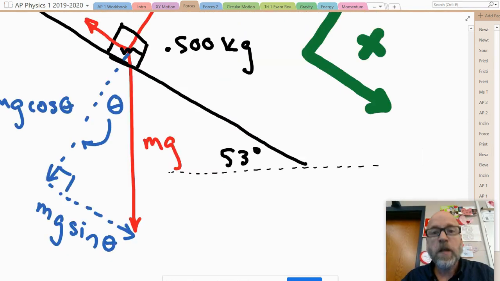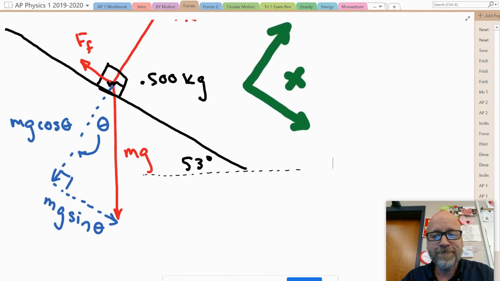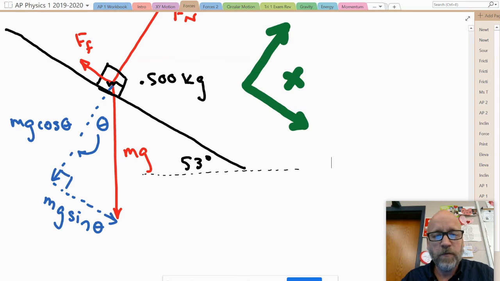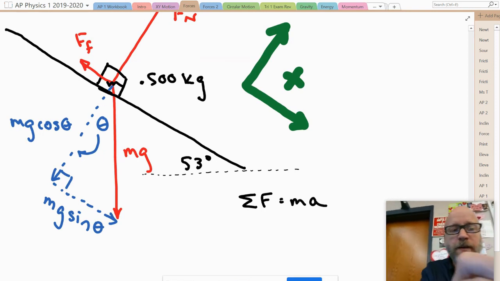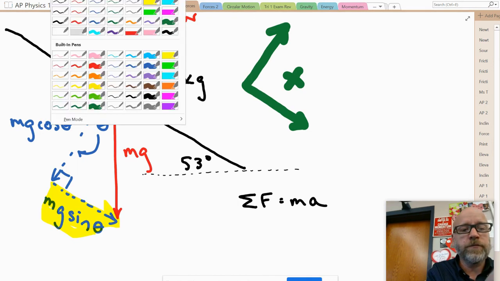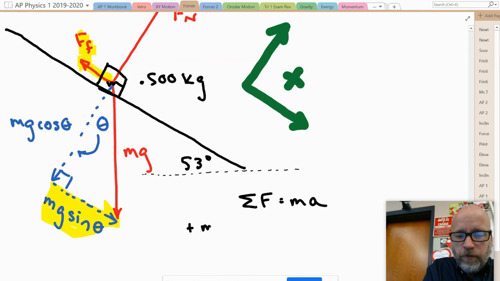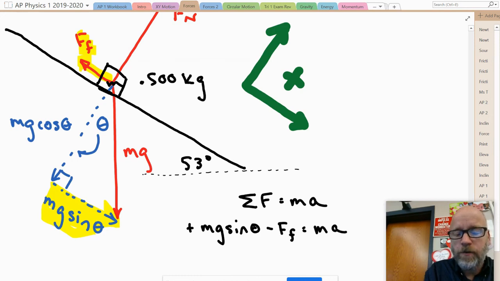So now, can we find the acceleration of the block? Yeah, of course we can. The sum of the forces is going to cause the mass to accelerate. I look at the force vectors in the direction of motion and I see two. I have mg sine of theta, which is pulling in the positive direction. I also have the force of friction, which is pulling in the negative direction. So let's do that. So I'm going to have plus mg sine of theta minus the force of friction causes the mass to accelerate.